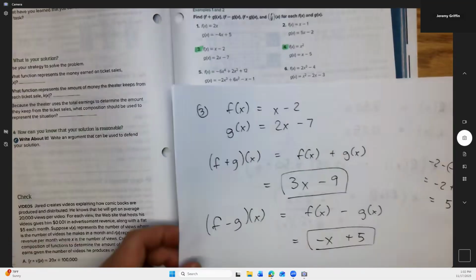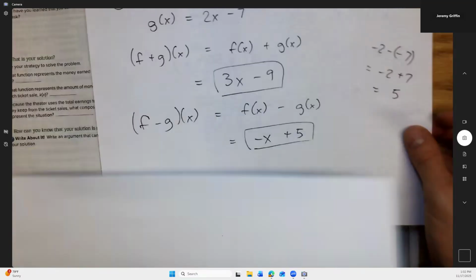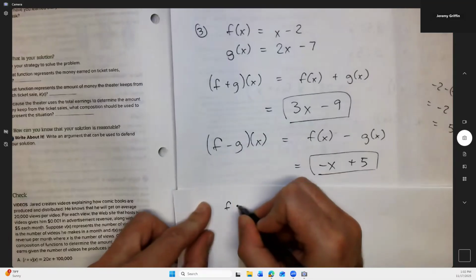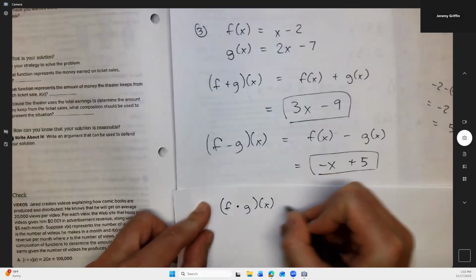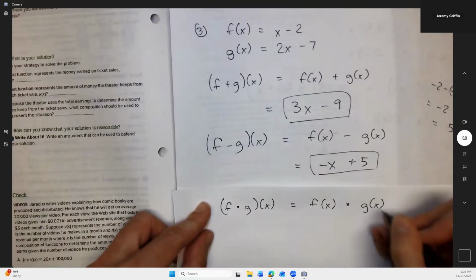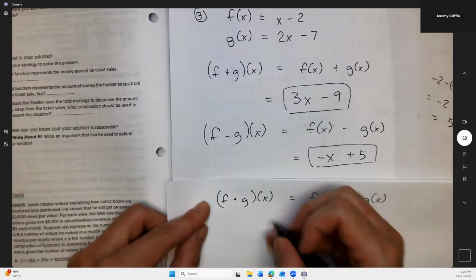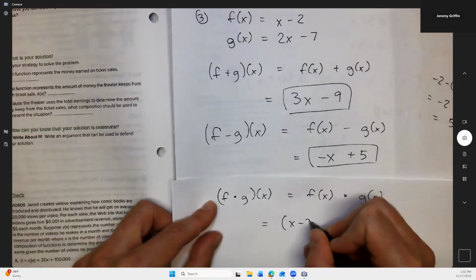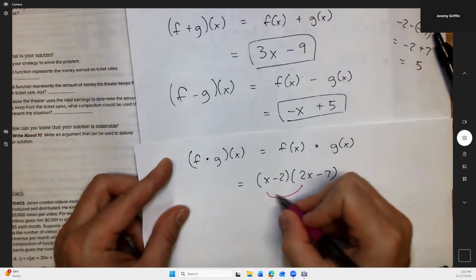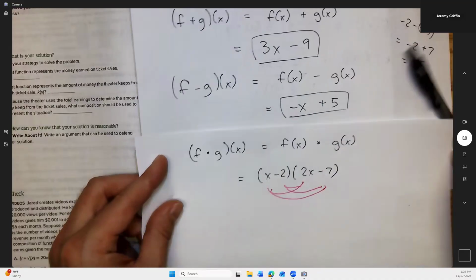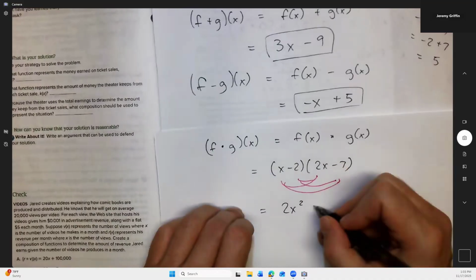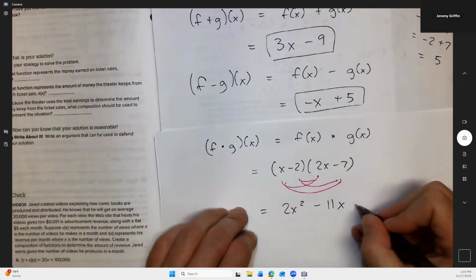Boom, done. Okay. Now, if I want to multiply or divide, I think I'm going to have to be breaking out some FOIL right here. If I do f times g of x, which is f of x multiplied by g of x, keep in mind, this is not a composite function. I'm just multiplying the two functions. That's the same thing as x minus 2 multiplied by 2x minus 7. All right, it's FOIL time. First, outside, inside, last. So that's 2x squared minus 7x minus 4x, and then plus 14.